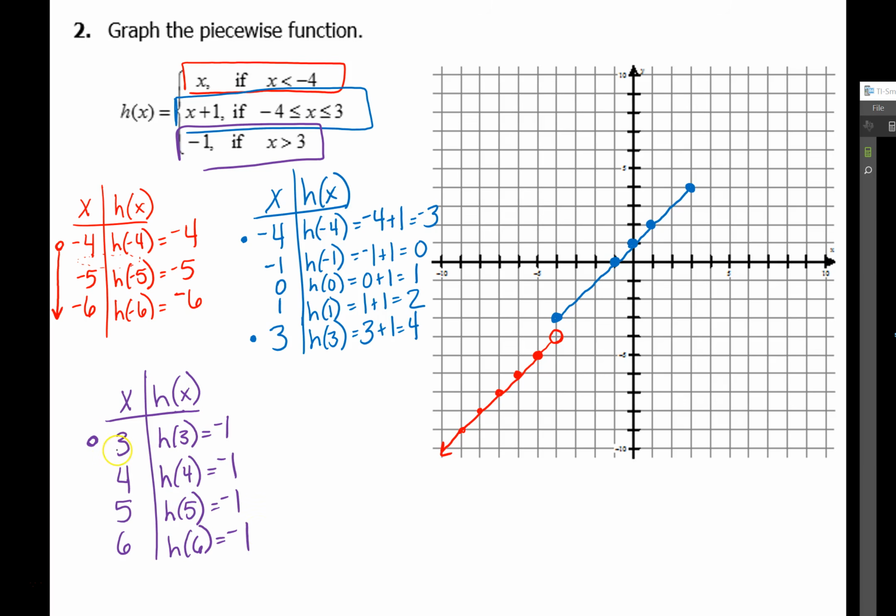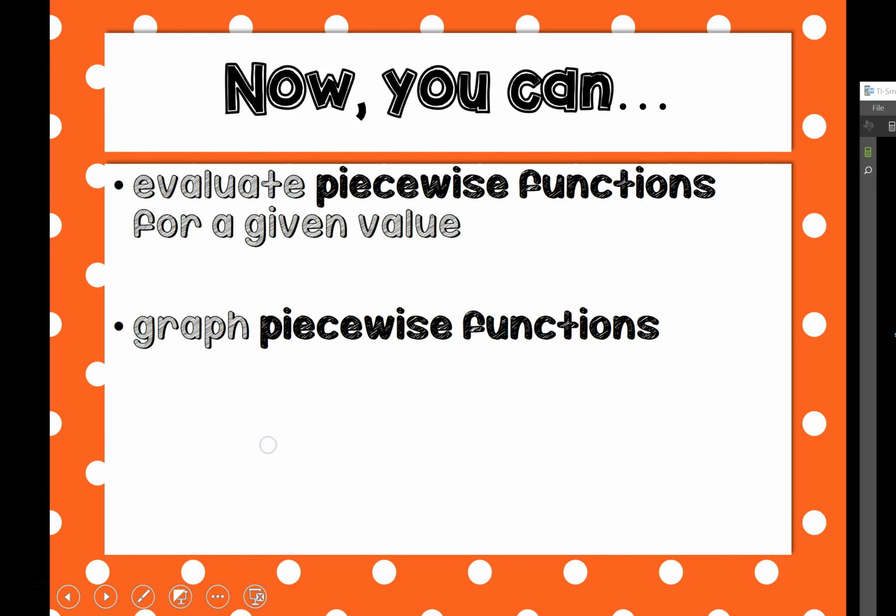So now let's plot these. At 3, -1 is going to be an open circle because that's a point discontinuity again. It's jumping. 4 is going to be down at -1, 5 is down at -1, 6 is down at -1, and it's all after that. Anything that's an x greater than 3 is going to be there. So that is what my last piece looks like.